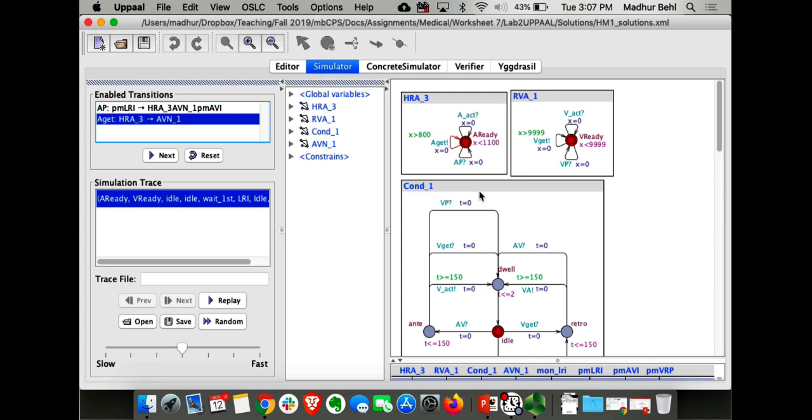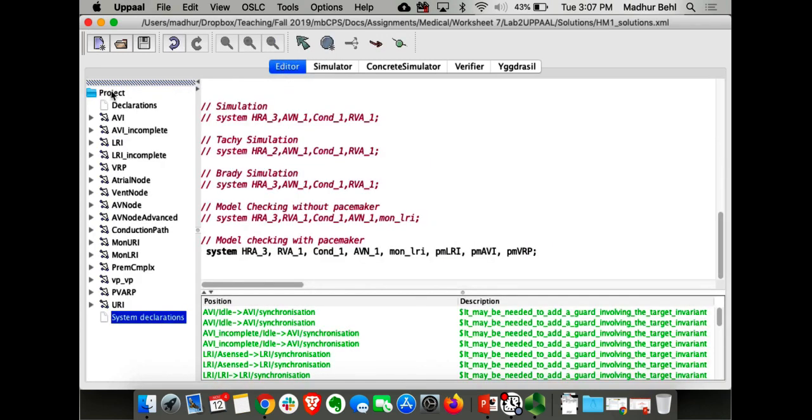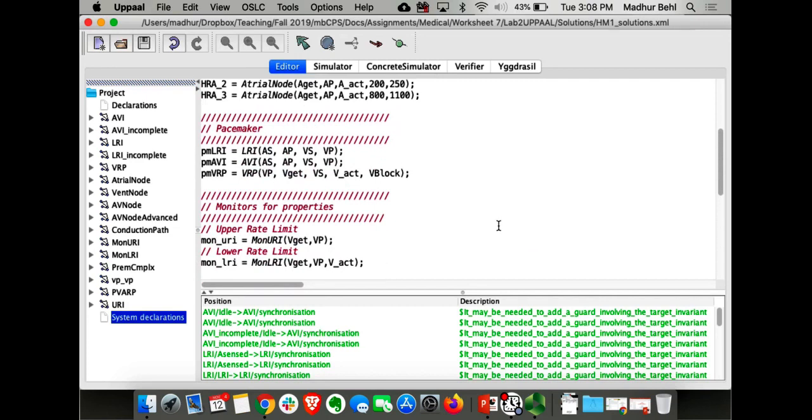So in your homework, you are given all of this except this guy. I'm not going to click on it because that will just reveal the solution. So you are given everything except VRP, which is one of the things that you require for your pacemaker. But I have explained how you can build the VRP automaton in Uppaal. So half of your homework is, you have to build VRP.